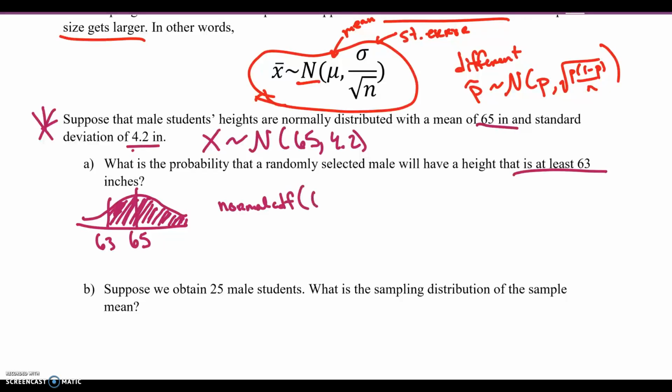My lower bound is going to be 63. This is going to go all the way to infinity. My mean is going to be 65 and my standard deviation is going to be 4.2. Now let me put that into my calculator.